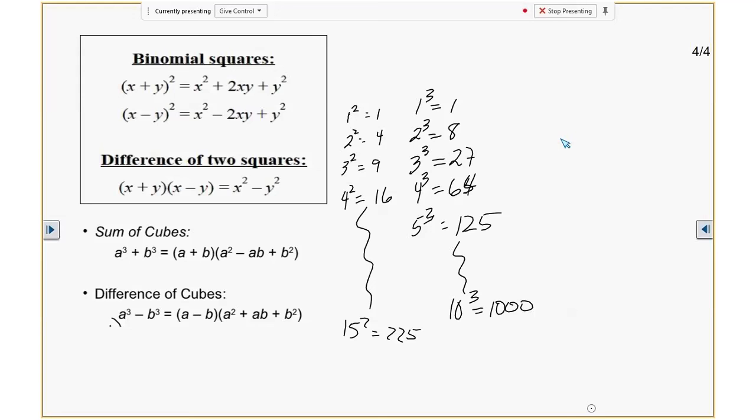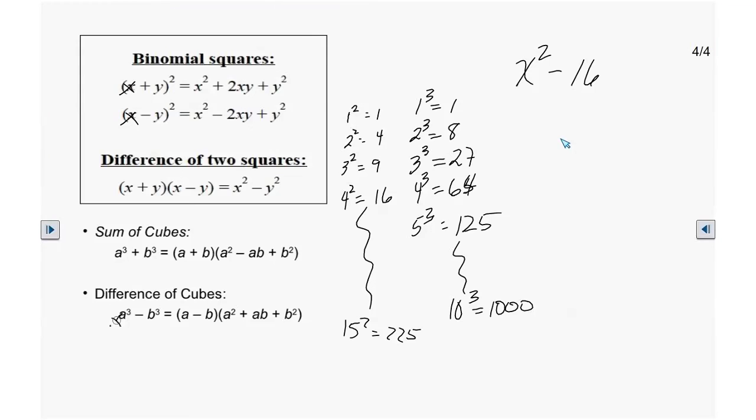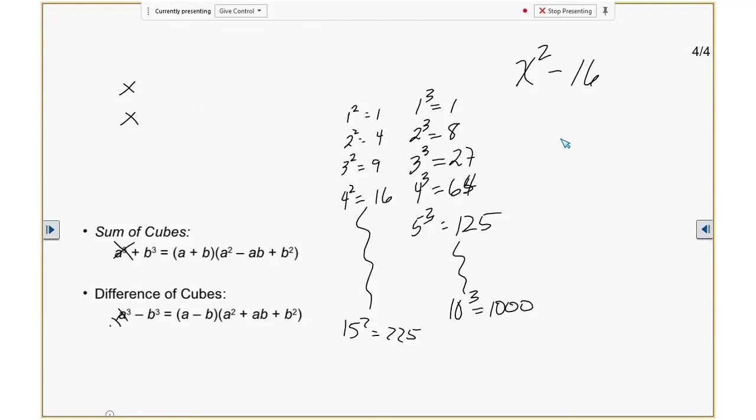For instance, x squared minus 16. Now that is shortcut number what? Well, it doesn't have parentheses, so you can take that one out, you can take that one out. It's not cubes, so which one is it? Shortcut number 3.